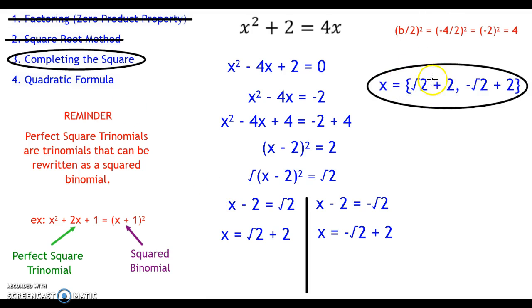So now that they're solved for x, we can rewrite this in the form of a solution set. And there you have it. You have the two solutions in a solution set, radical 2 plus 2 and negative radical 2 plus 2. Keep in mind that the reason that we did not simplify these square roots of 2 is because there's no perfect squares inside of 2. Let's take a look at the last equation.